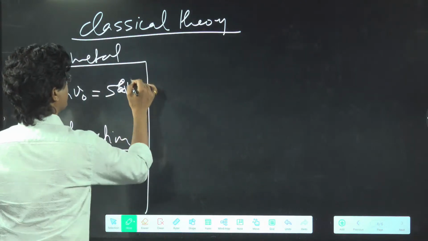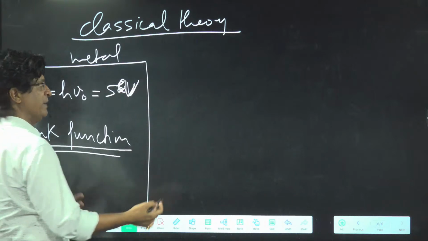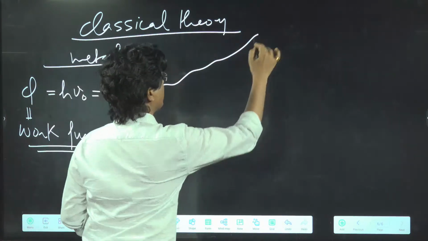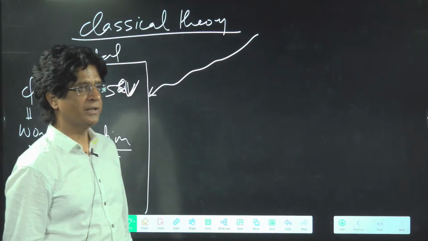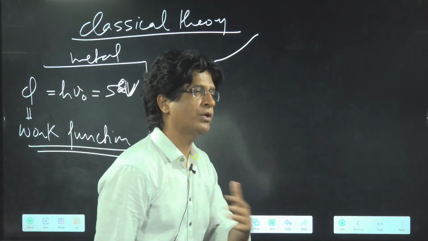Now what I'm saying is that according to classical theory, they believed that light was a form of a wave, and this wave was carrying the energy continuously. According to classical theory, the energy moves continuously.